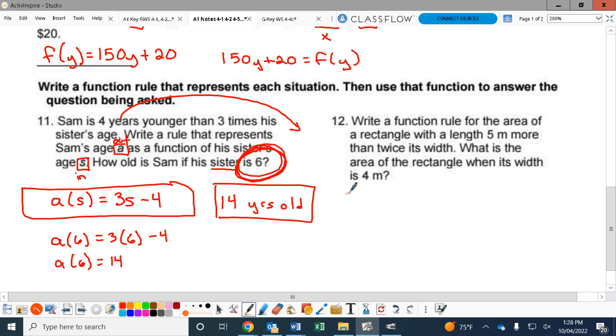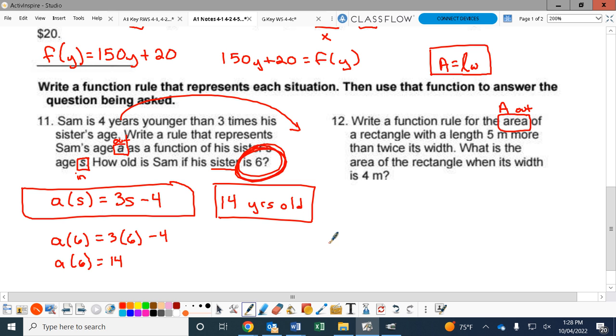Okay, here we go. Next one. Write a function rule. Okay, guys, before we start, the formula for the area of a rectangle is equal to what? Length times width. It says in this problem to write a function rule for the area. Guys, what do we put down for area? Capital A. And that's going to be our output.